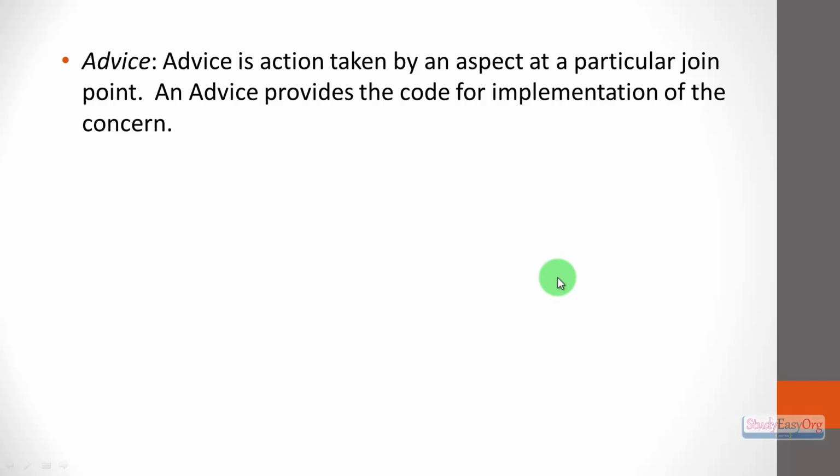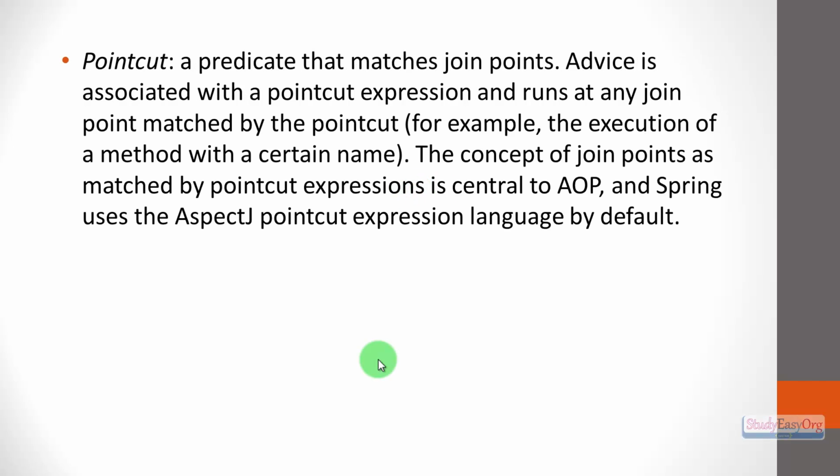So what is an advice? Advice is the action taken by an aspect at a particular join point, and advice provides the code for implementation of the concern. Alright, so let's proceed further and check the next term. The next term is definitely Pointcut. Now if we check the definition of Pointcut, it says a predicate that matches join points.